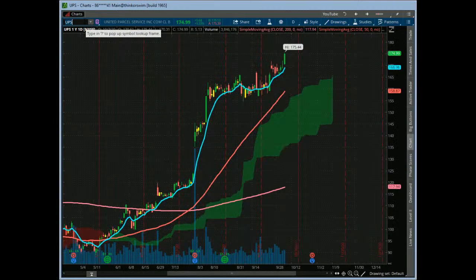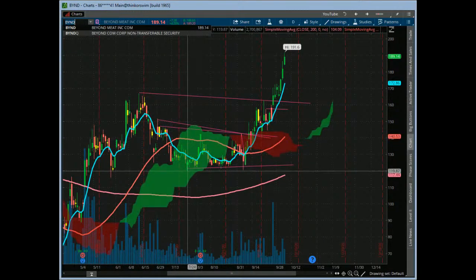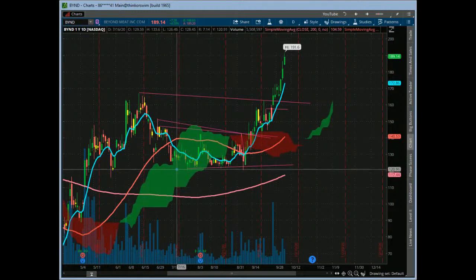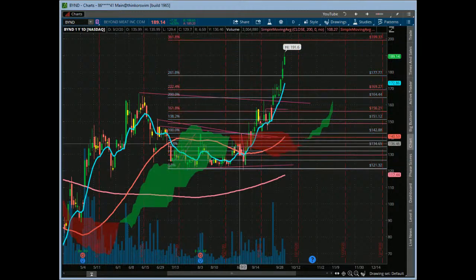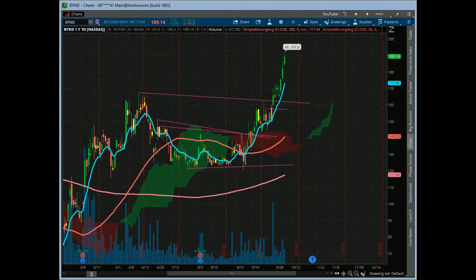If we go back to Beyond, let's just take a look here and see how extended it is getting. Yeah, that was a really deep retracement off of that one. So if we look at an extension from here to here to here, the 361.8 is right about 200. So see how, if it continues to work its way up, it handles that 200 level as possible resistance.